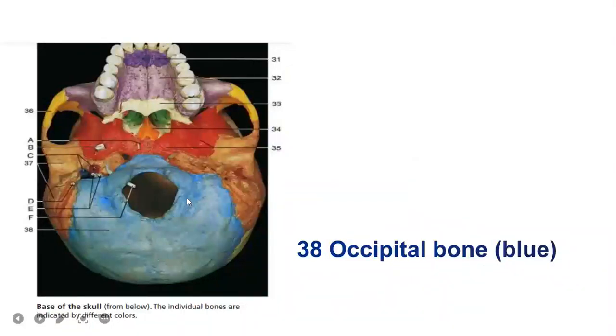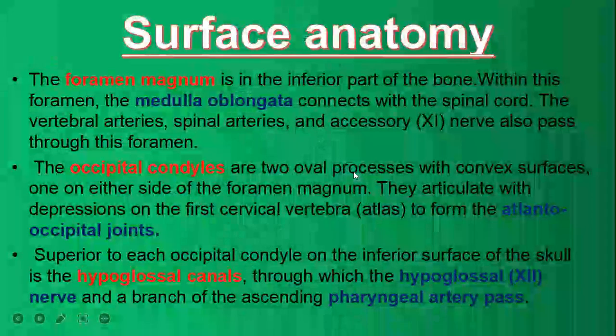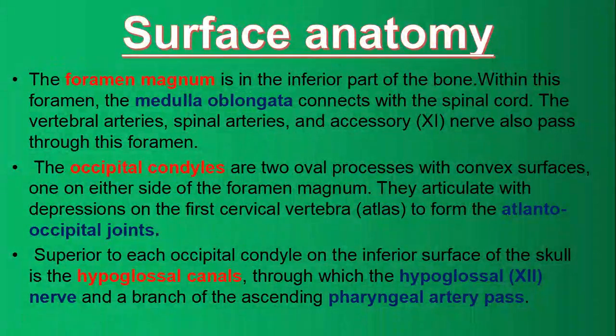This is another view of the skull taken from below, and we have the occipital bone painted blue. So this is the same as the other skull bones, and we have the occipital bone dominating this area. For the surface features of the occipital bone, we have the first one, the foramen magnum, in the inferior part of the bone. Within this foramen, the medulla oblongata connects with the spinal cord, and the vertebral arteries, spinal arteries, and accessory nerve, number 11 nerve, also pass through this foramen.